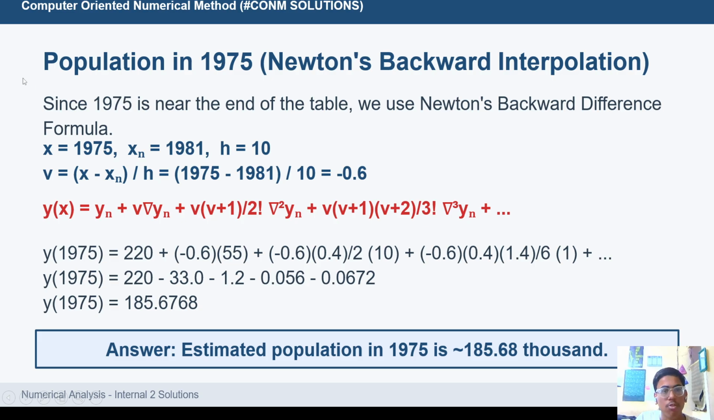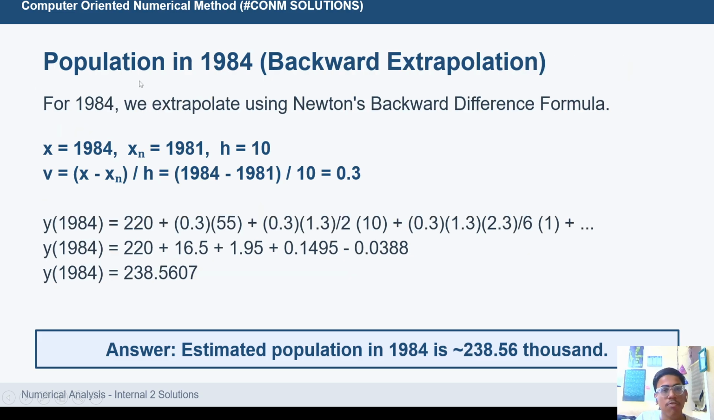So now we will solve the third part of the question, that is to find the population in the year 1984. Now we could use either forward difference interpolation or backward difference interpolation to find the population in the year 1984. So here we will be using Newton's backward difference formula. Similarly, as we did for the year 1975, we will find the value of v by x minus xn by h; h is 10, xn is 1981, and x is 1984, for which we have to find a value. It will come to 0.3.